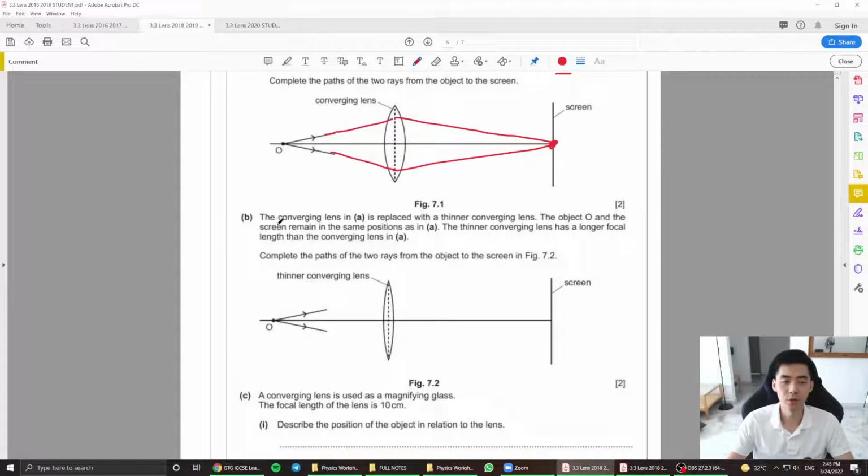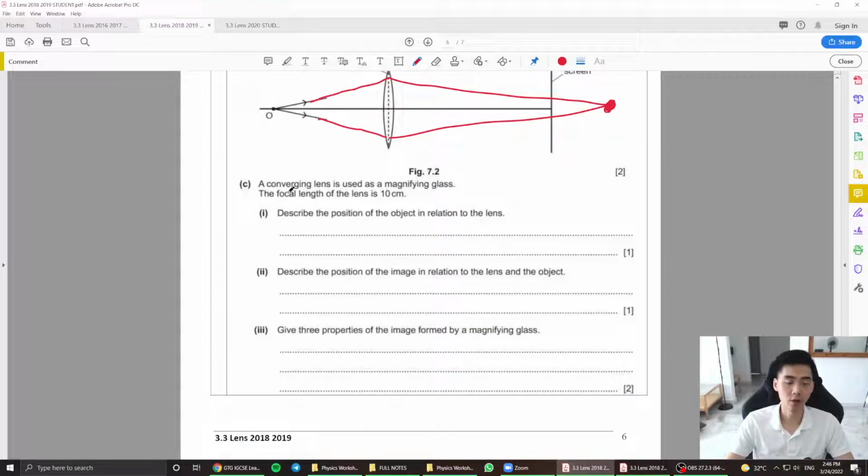Then the next question here, the converging lens A is replaced with a thinner converging lens. The object O and the screen remain at the same position. The thinner converging lens has a longer focal length. If it has a longer focal length, it means to say it's going to converge further away from the lens, right? Complete the path of the two rays from object to the screen here. Just now here is the focal point, right? That's why it converges at the screen. If it has a longer focal length here, it means to say the light rays are still going to extend here and they are going to converge at the back of the screen here, right? So this is where you're supposed to get your answer.